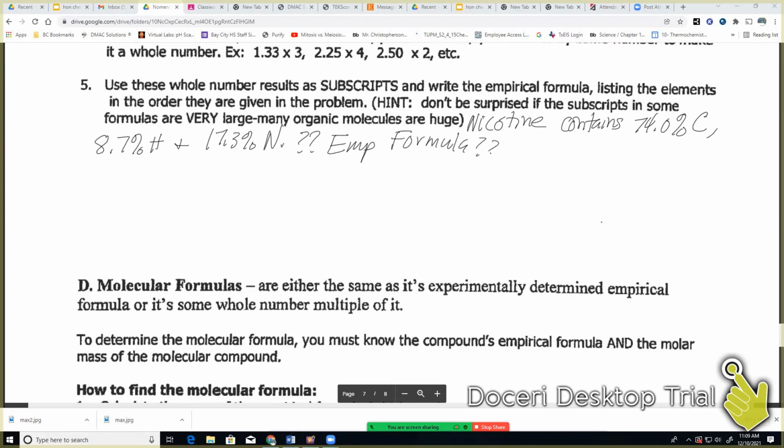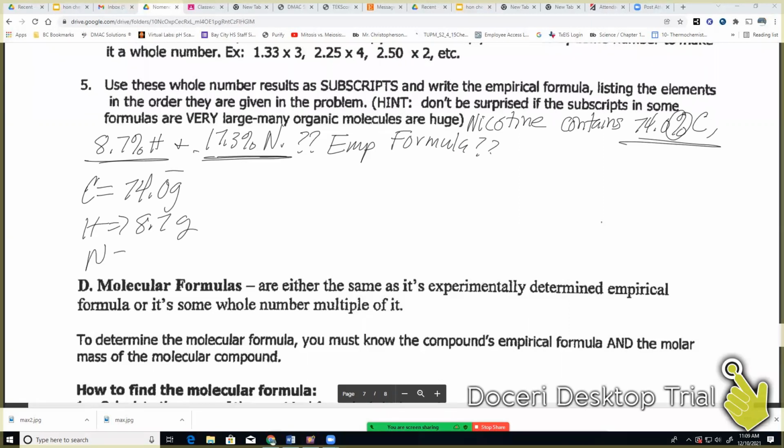All right, so we have 3 elements that we're going to be looking at. So I'll just start with my carbon. If it's in percentage, we're going to assume that we have 100 grams of it. So 74% of 100 grams would give me 74 grams. So that's what I mean by whether it's given to you in percent or given to you in grams, you're going to work it the same. All right, for my hydrogen, I have 8.7 grams. And then for my nitrogen, I have 17.3 grams. So that's my 3 elements and how much.